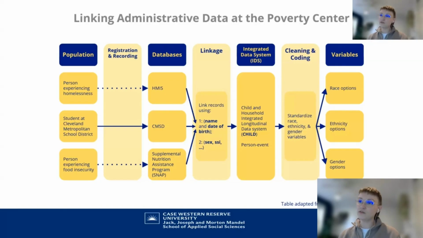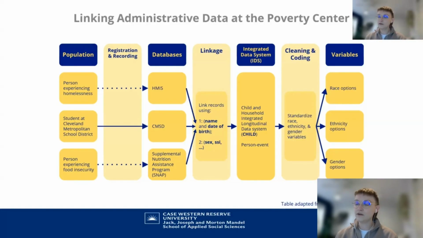And all of these populations go through some sort of registration and recording process in order to be put into their respective databases. So for example, someone who's experiencing homelessness, if they seek homeless services, like if they go to a shelter, then certain information will be collected about them, including their demographic info. And then they'll get put into the Homeless Management Information System, HMIS, which is going to be our administrative data system there. So you'll see we have several administrative data systems. And then what we can do is we can link them together to put them in an integrated data system.